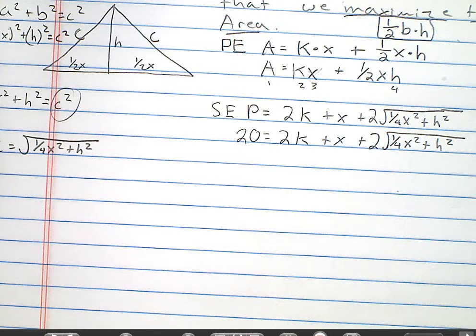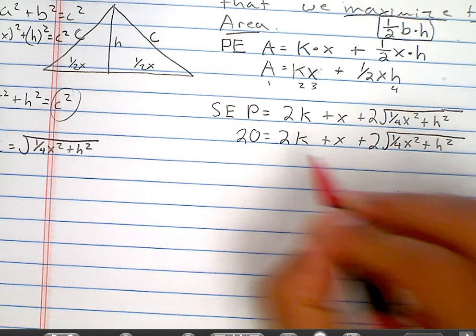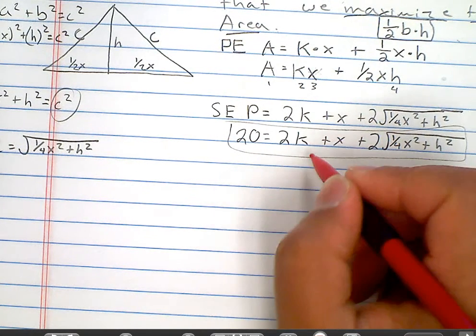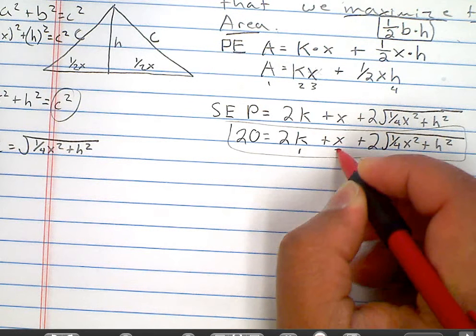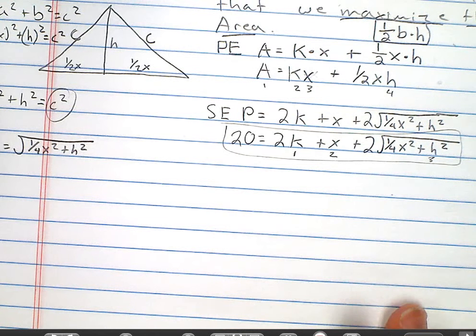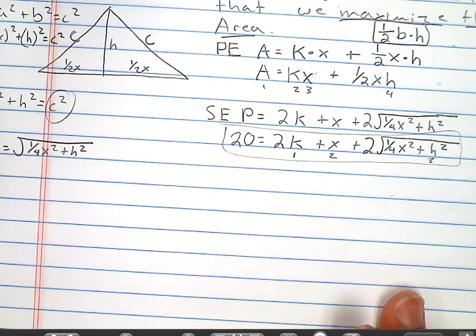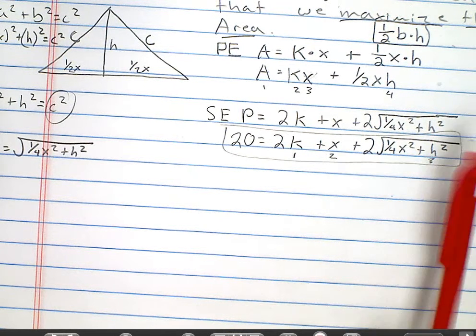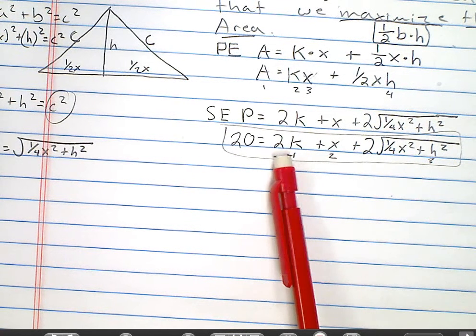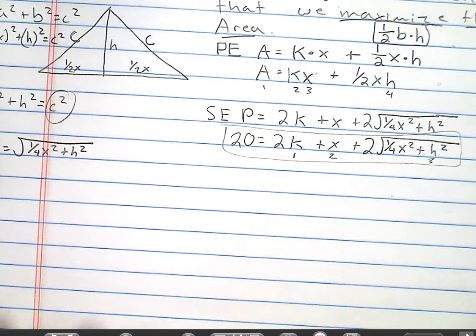Now notice our secondary equation right here. How many variables do we have? 3. So here we come across a problem. We can't fix it. If we solve for h, what are we going to be left with? K and x.